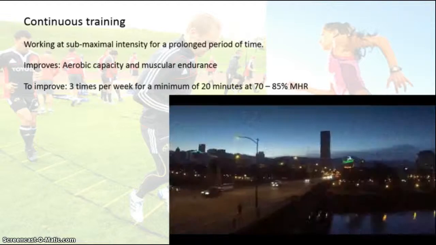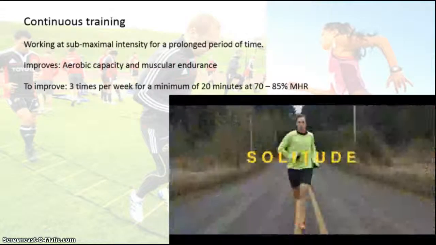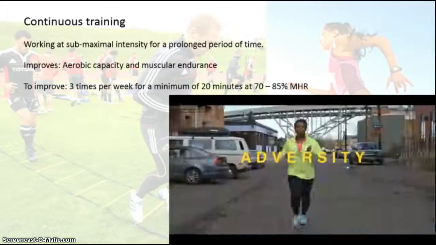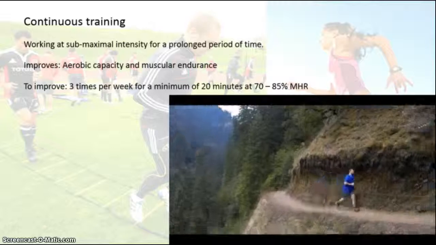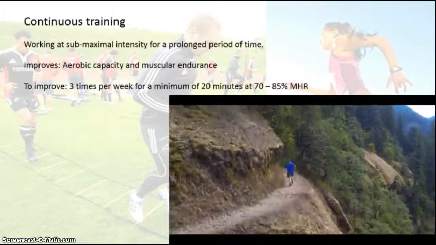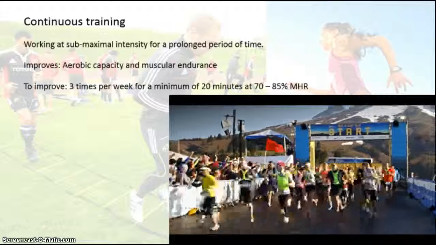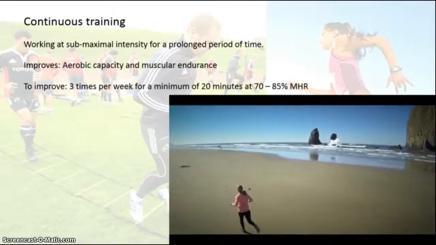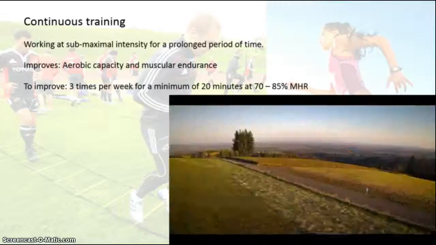However, the specific demands of the sport should be taken into account when planning sessions. If the sport is a 5-kilometer swim or a 180-kilometer ride, 20 minutes may not be sufficient training time. Continuous training should be completed at an intensity within the aerobic training zone. That's somewhere between 70 to 85% of your maximum heart rate.